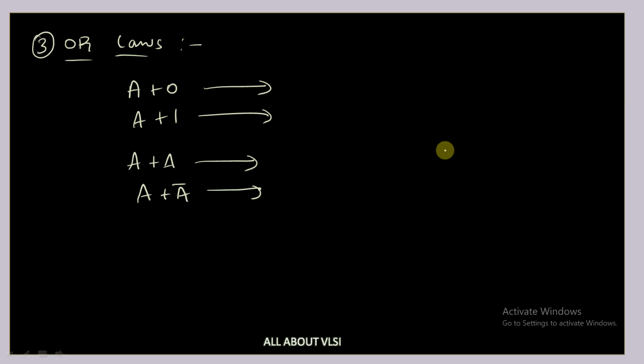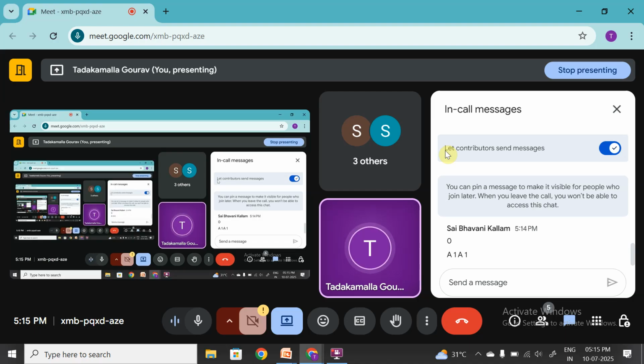Now can anyone tell me what are those values? What are the four answers? Quick, in the chat box. A1, a1. Okay, what about others?